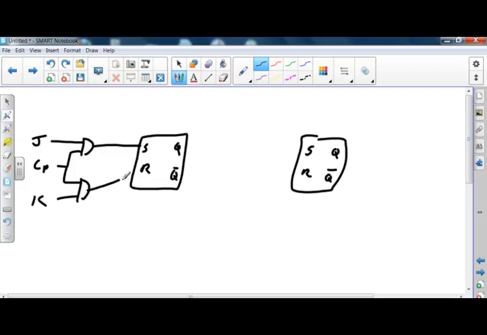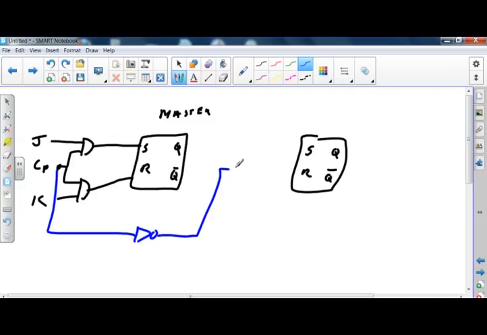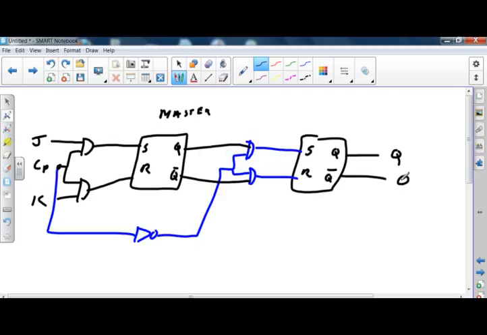I go into the master RS flip-flop. I take the clock pulse and I invert it. And I send that in to two other ANDs, into there and there, and I bring Q into the top one and Q naught into the bottom one, and then I get my Q and Q naught coming out of here. Okay, well, does this work?